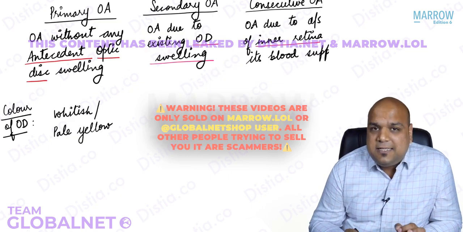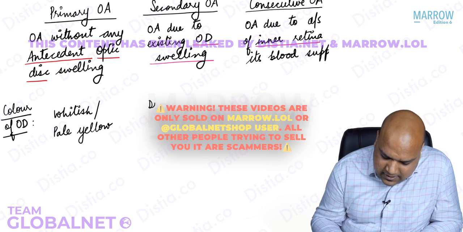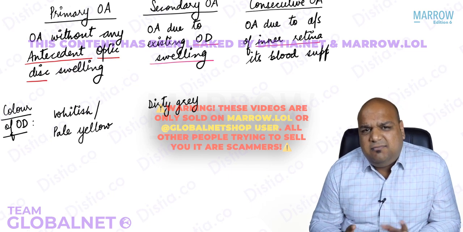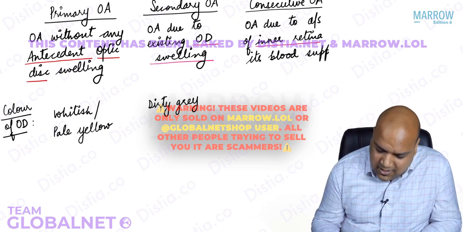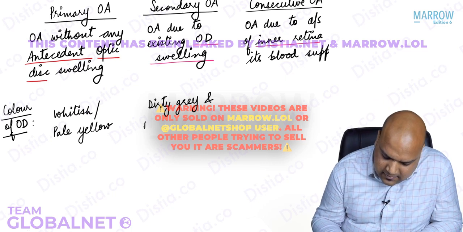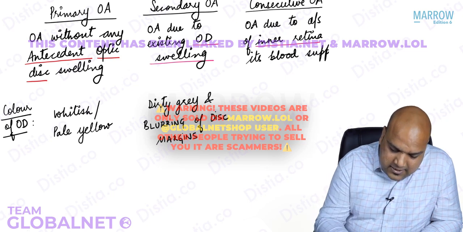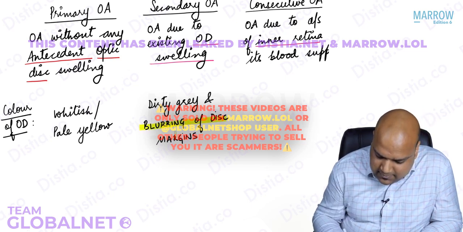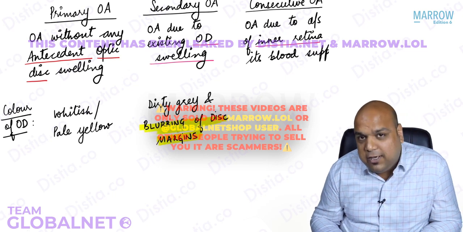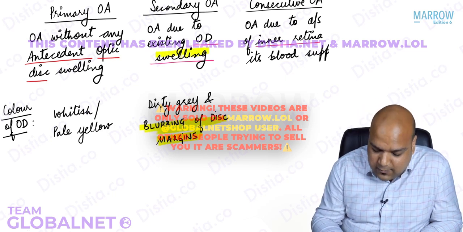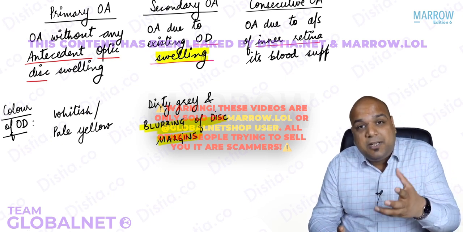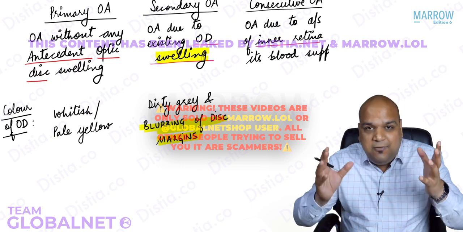Moving back, everybody, secondary optic atrophy. The color of the optic disc in secondary optic atrophy is said to be dirty gray. Dirty gray, we are not sure of the color. What is important is this word, blurring of disc margins. Again, guys, if you are smart enough, you are already able to understand why this is important, everybody. Because in the definition, we have written that secondary optic atrophy is due to one word, that is swelling. If the optic disc becomes swollen, its margins will become blurred like everywhere else with any structure, everybody.